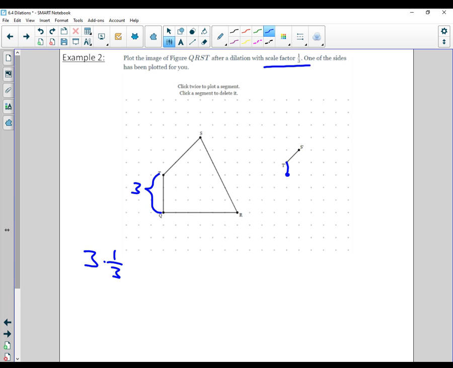Okay, and then this one I go 1, 2, 3, 4, 5, 6. What's 6 divided by 3, or 6 times 1/3? We know 6 divided by 3 is 2.